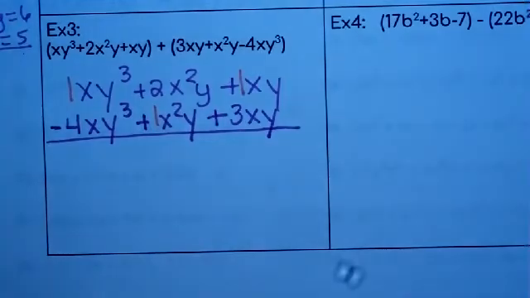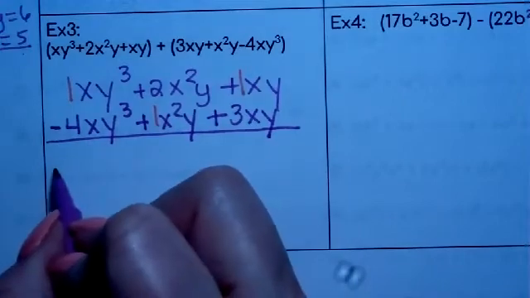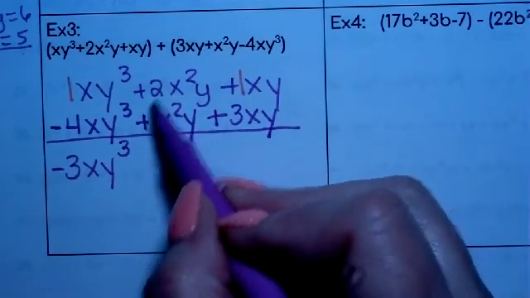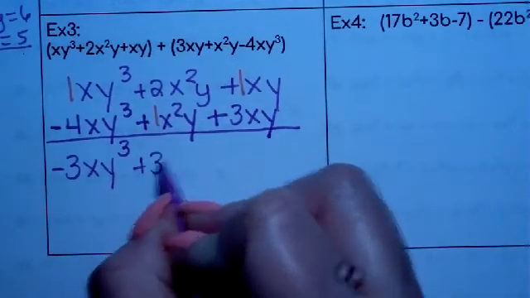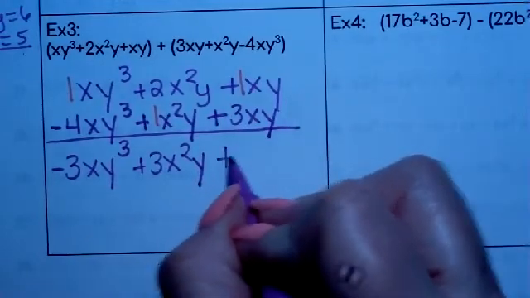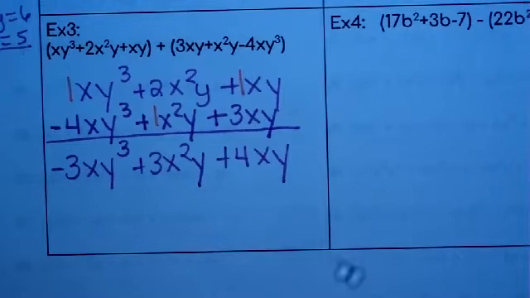Put your placeholders. So right here, I've got 1 minus 4, which is negative 3xy cubed. Then I've got 2 plus 1, which is 3x squared y. Then I've got 1 plus 3, which is going to be 4xy. Okay? Final answer. Again, the reason for this one was to make sure that you remember to line up your like terms. Okay, pause and copy, and then we'll do number 4.